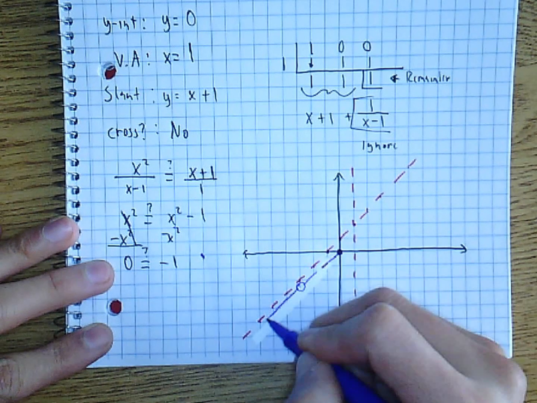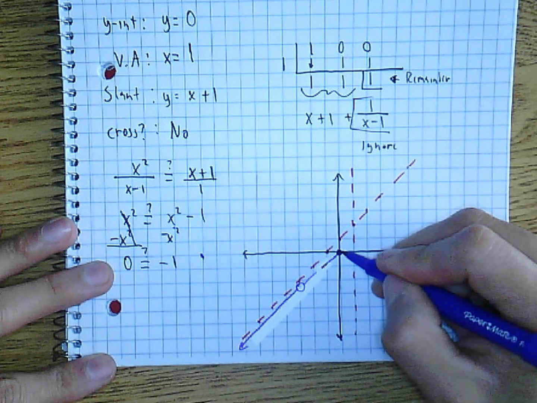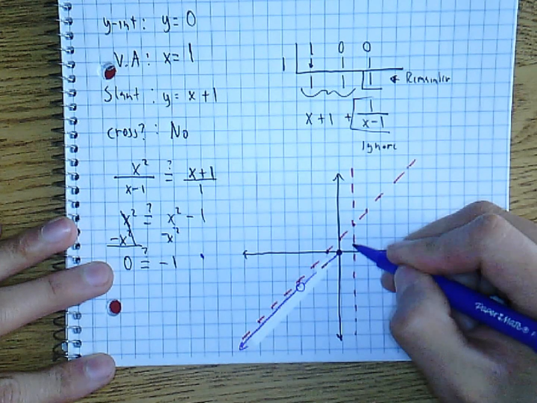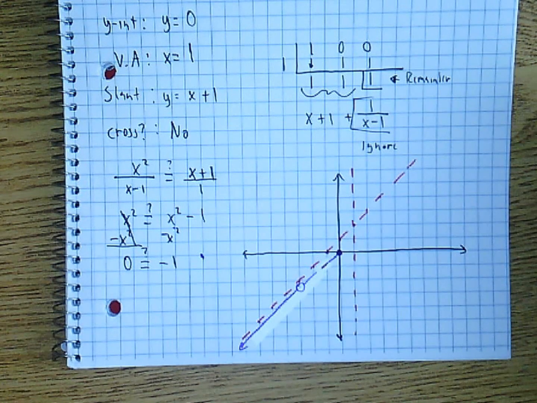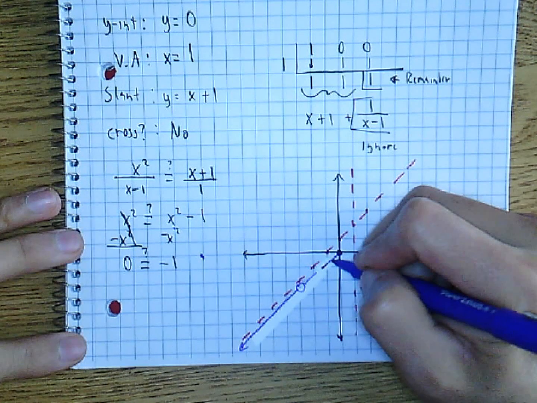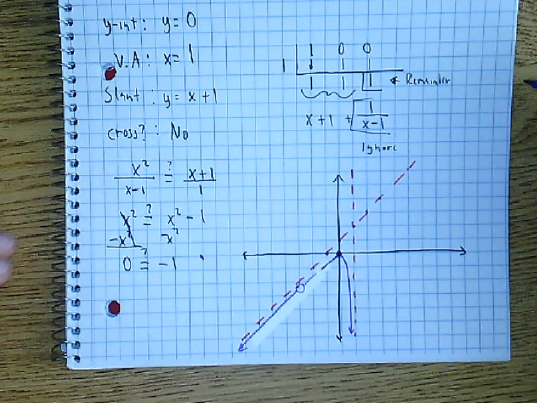What would be a good x-coordinate for us to use? 2. So if we go up here, 2 squared is 4, 2 minus 1 is 1, so we've got the point 2, 4. That would be 1, 1, 2, 3, 4. And then this should look something like that. So we've got everything with the exception now of the domain.